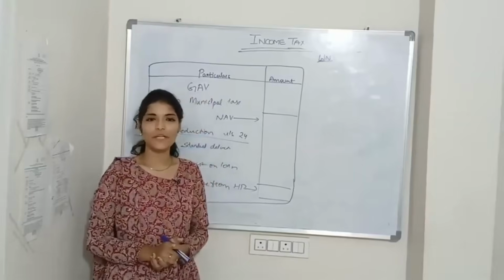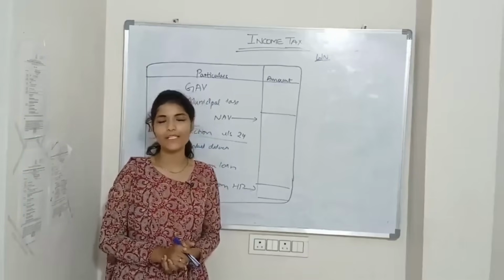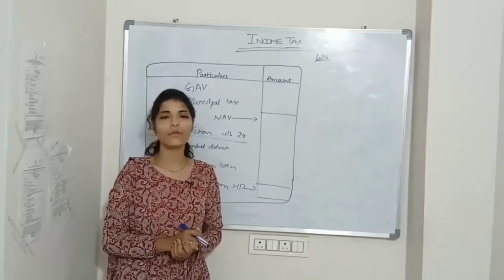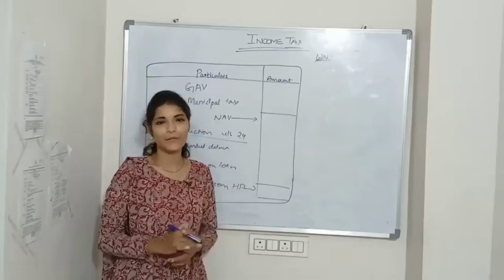So students, in this video we will discuss income tax unit number 3, that is income from house properties. By watching this full video you can attempt any question from unit number 3. So let's get into the video.